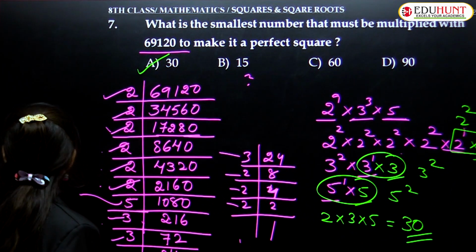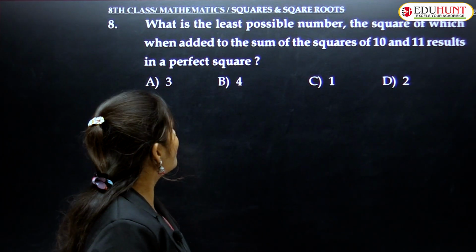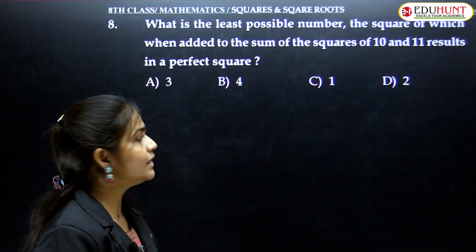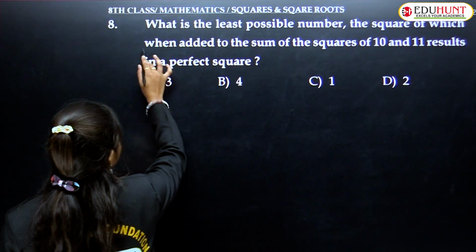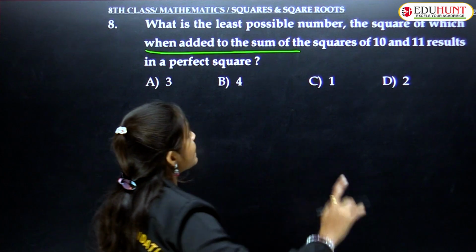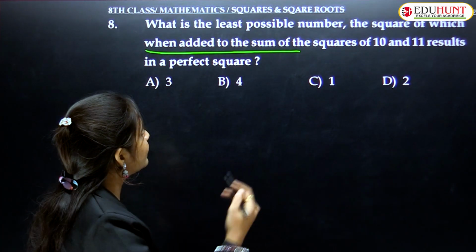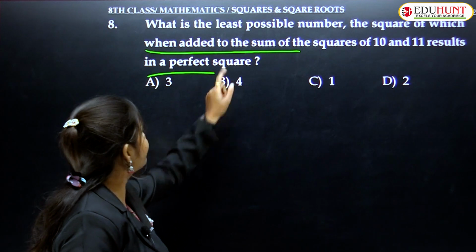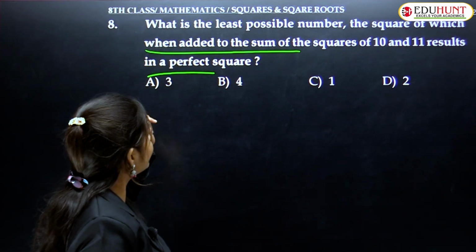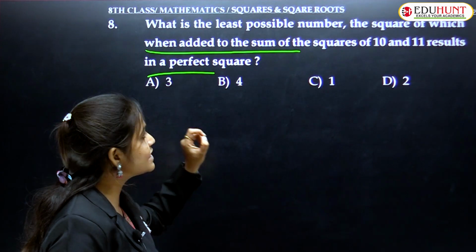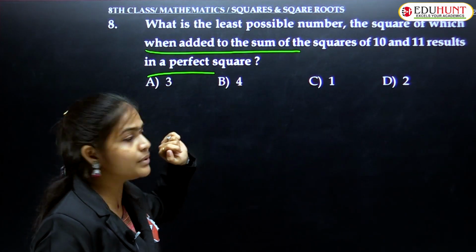Okay. So next. 8th question, see here. What is the least possible number, the square of which, when added to the sum of the squares of 10 and 11, results in a perfect square? So what they are asking here, what is the least possible number? We have to add to that given number.